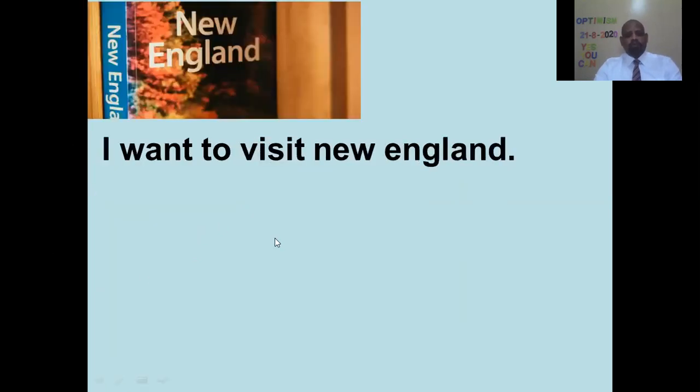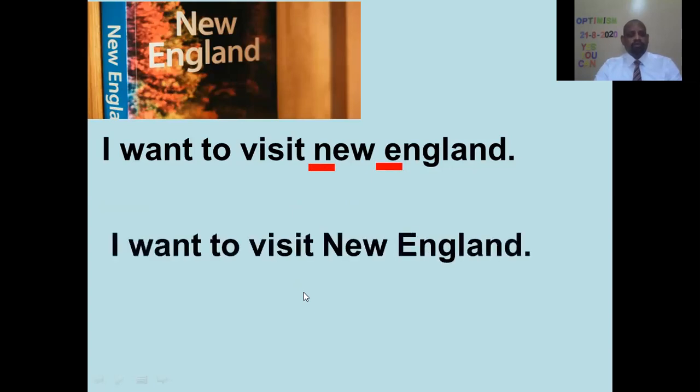Another sentence: "I want to visit new england." I guess the answer is just over here. We have two mistakes, N and E. It's a country name or state, so it must be capital N and capital E. I want to visit New England.